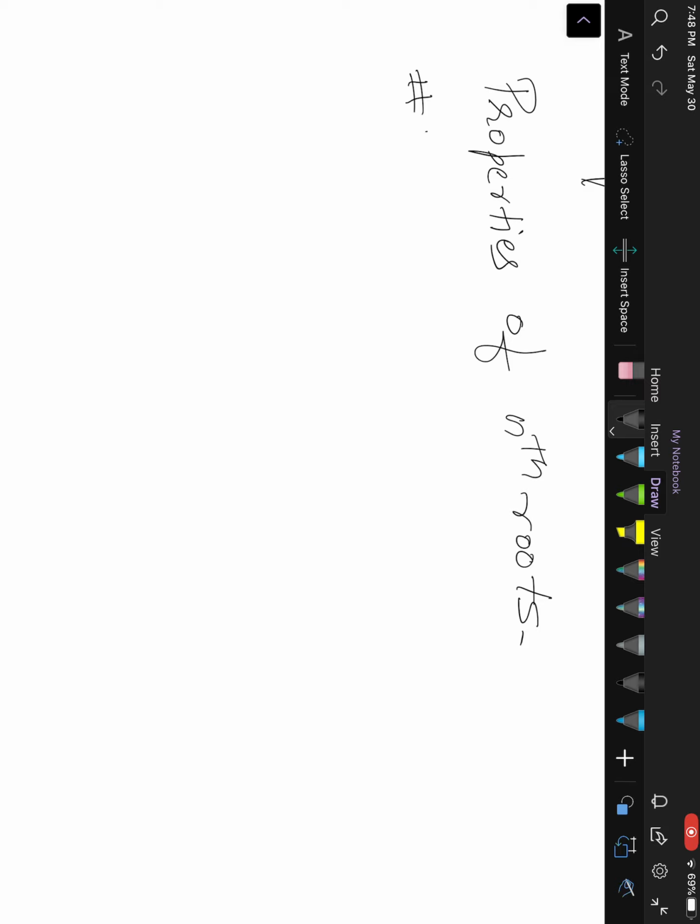First one, suppose I consider the nth root of ab. So this is the product of two numbers a and b. So the nth root can be distributed to each term. This is equal to nth root of a times nth root of b.